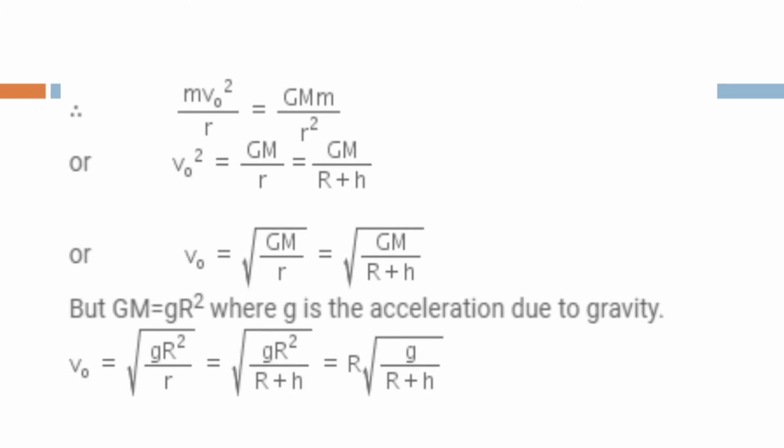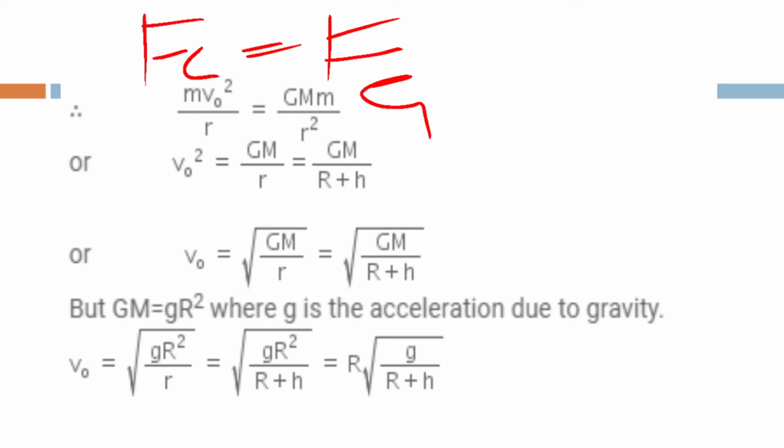Next, by balancing this centripetal force and gravitational force, both forces are balanced. The centripetal force is m v naught square by r, and it equals the gravitational force G M m divided by r square. Here small m and small m get cancelled, and one r gets cancelled. V naught square becomes equal to G M by r.